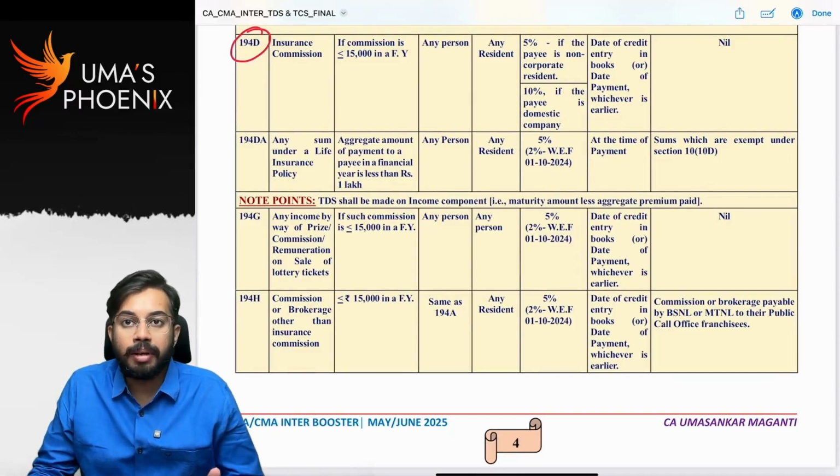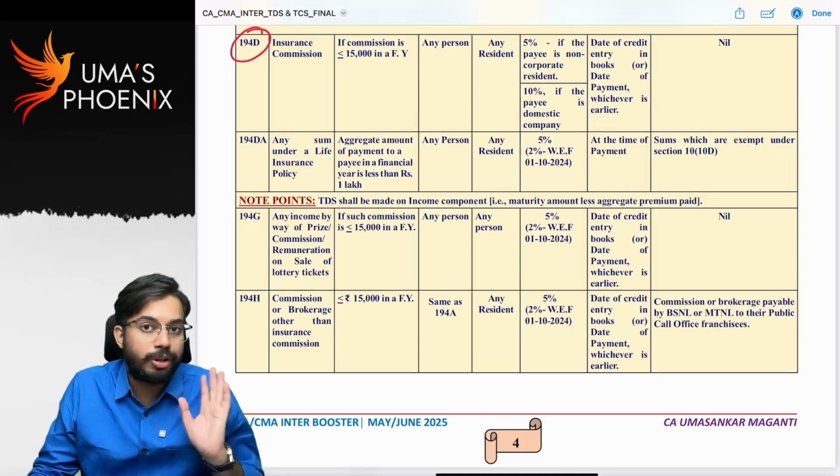Next, let us discuss section 194D, insurance commission. Generally, insurance companies will pay commission to their agents, right? So before paying such commission, TDS is required to be deducted under section 194D. Sir, how to remember? D represents a death. Insurance agent always speaks about death. That's how he will make all the policies. That's how we should remember.